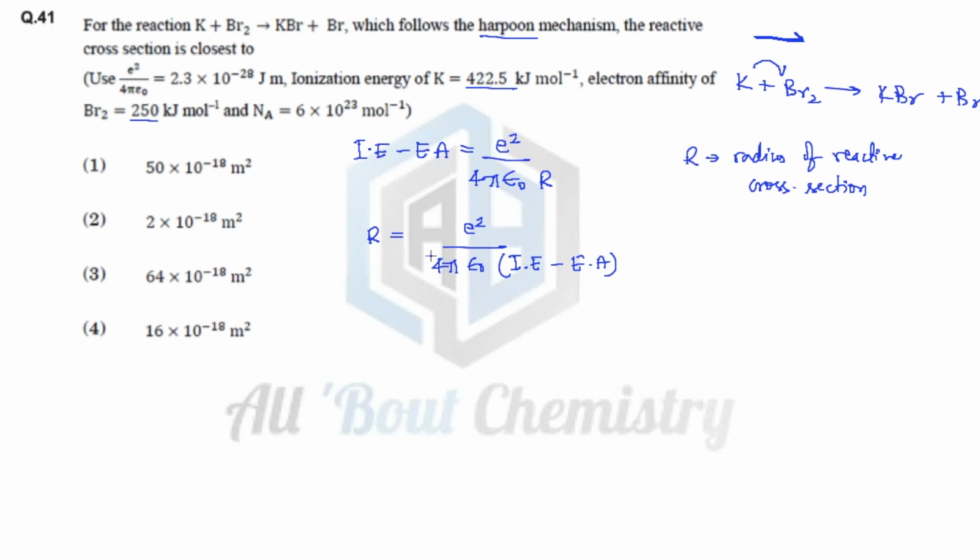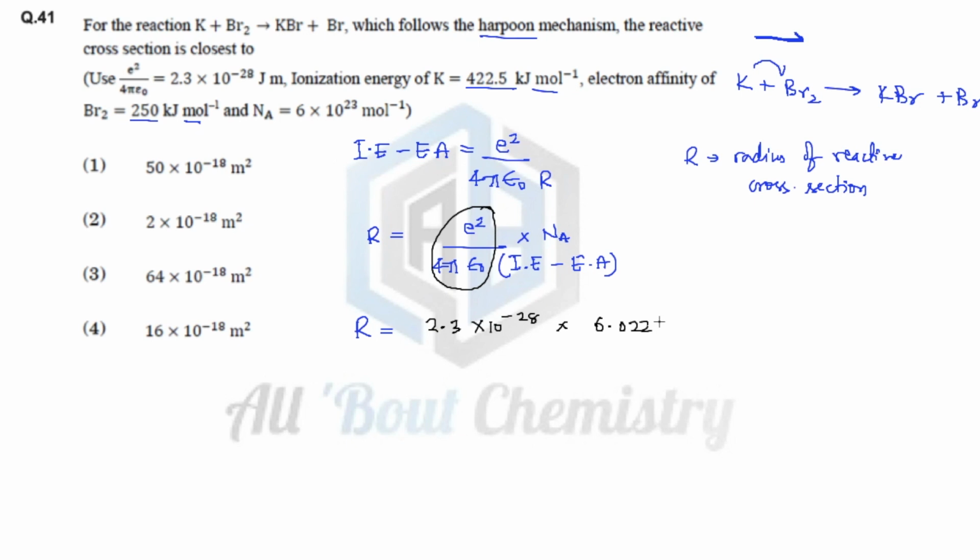Now one more thing is that if you look at the values, all these values are given in per mole. But here you are not considering the mole factors. So in order to convert this per mole into the total energy, you have to multiply with the Avogadro number, so that's why I have multiplied with Na. Now I'll substitute the values over here. So R will be, now the value of this whole thing is already given to me in the question, in the hint form. That will be 2.3 into 10 to the power minus 28, and remember this is in joules per meter.